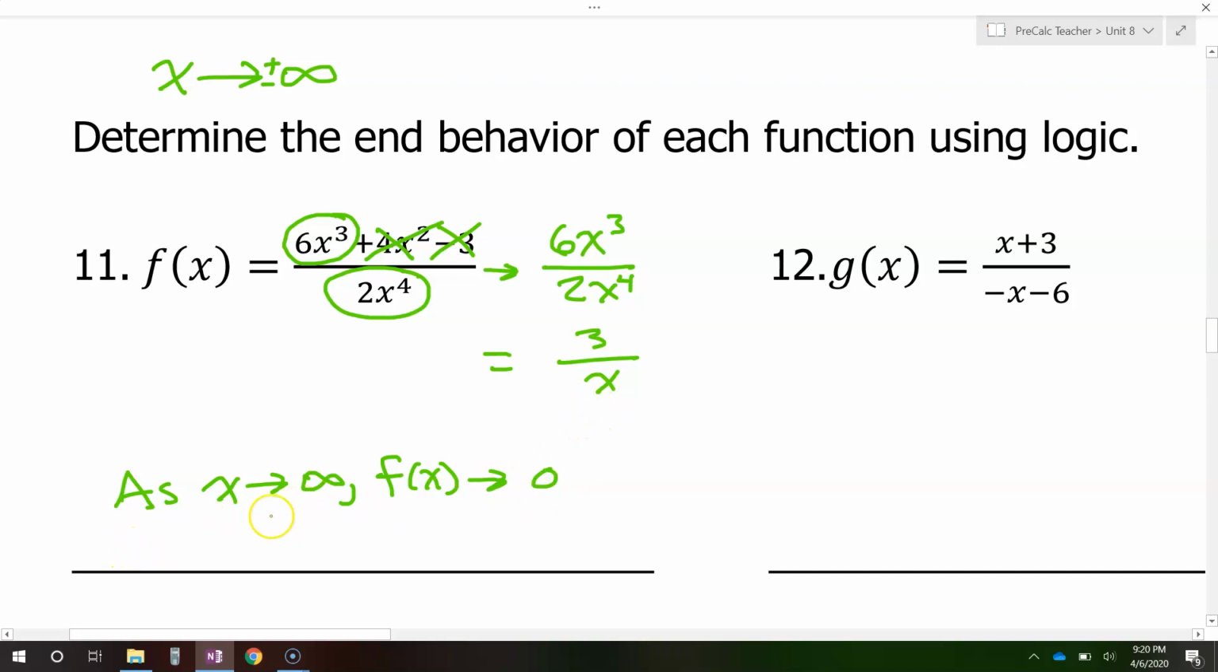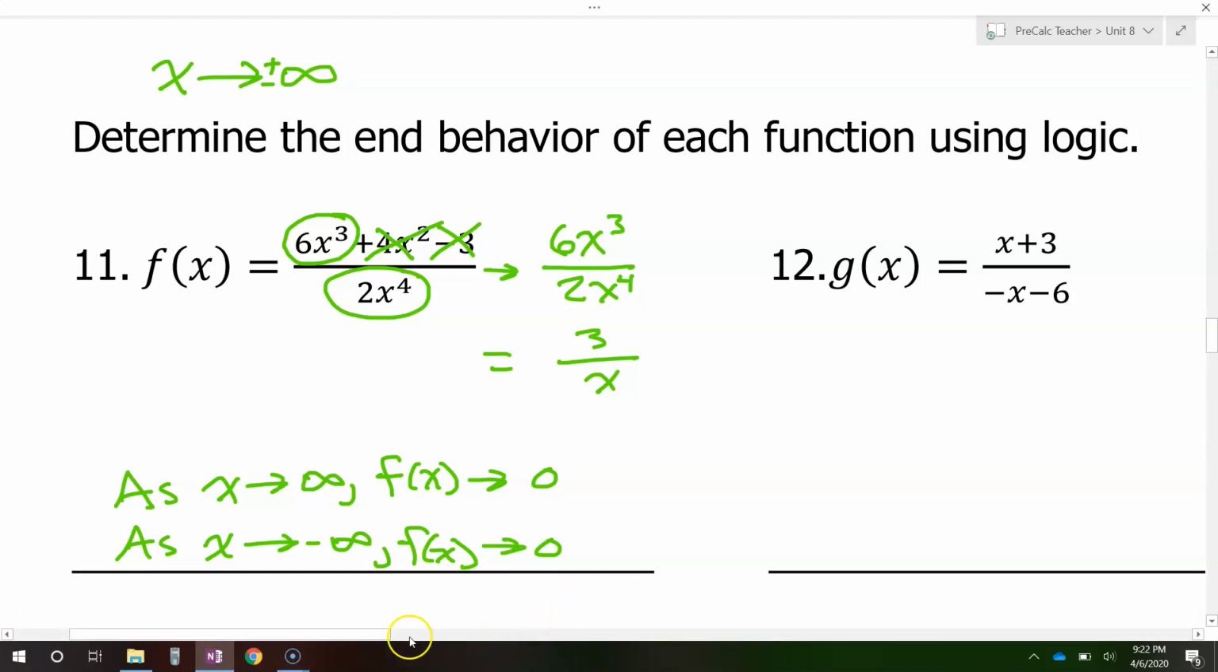Now, it doesn't matter whether it's approaching positive infinity or negative infinity. As x approaches negative infinity, the function is still approaching 0, because imagine that this is negative 10, and then negative 100, negative 1,000, negative a million. Sure, these are negative numbers, but they're still getting smaller and smaller. They're still approaching 0.